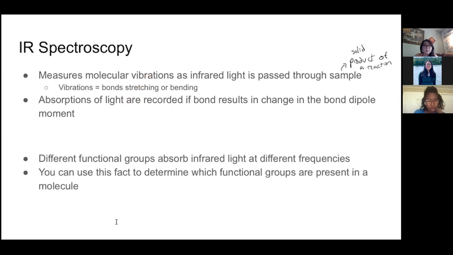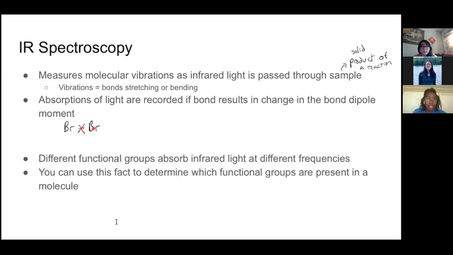Absorptions can only be recorded if there's a change in the bond dipole moment due to the vibration. So the bond has to have a dipole moment, that is an electronegativity difference between the atoms. For example, if I had a molecule like this, which is just Br2, I wouldn't be able to use infrared spectroscopy to determine whether there was some sort of vibration in this molecule because there's no dipole between these two atoms. They are both the exact same.